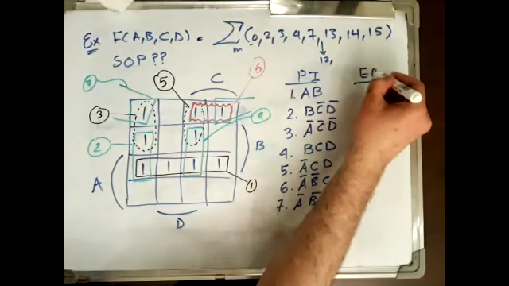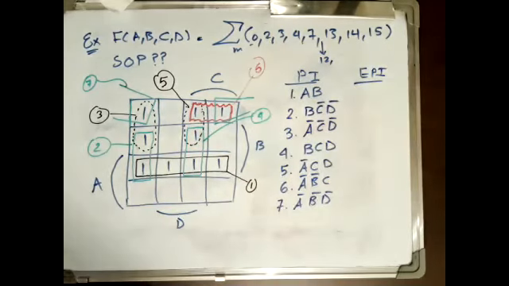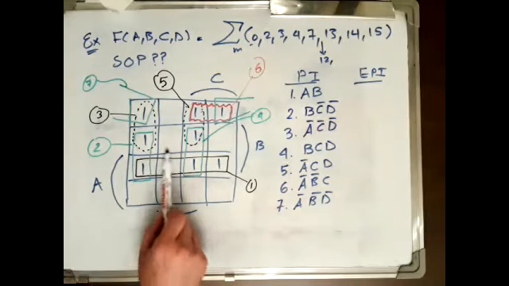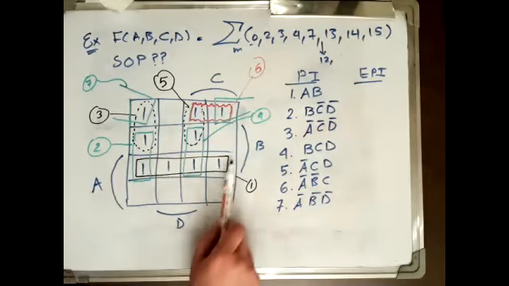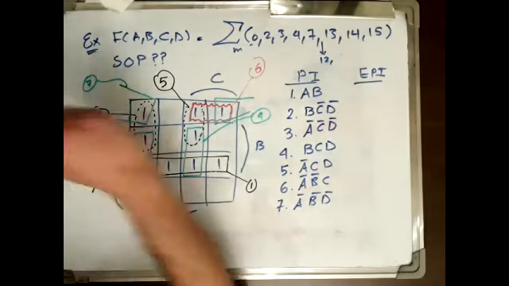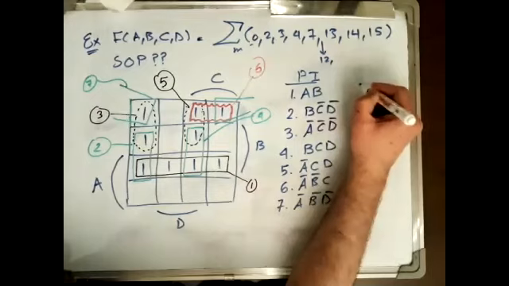So which of these is essential? Anyone? Awesome. Go ahead. The first one is essential, the one that is A B. If you look carefully, this one and this one are only included in this prime implicant, which is number one. So yes, prime implicant number one is essential.